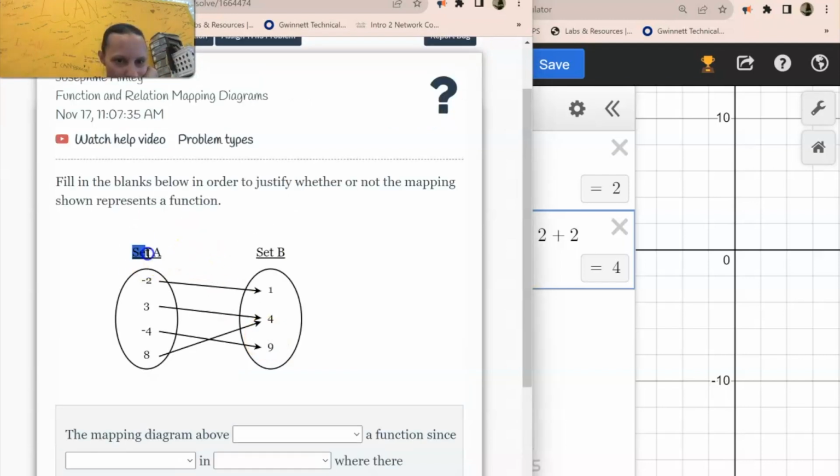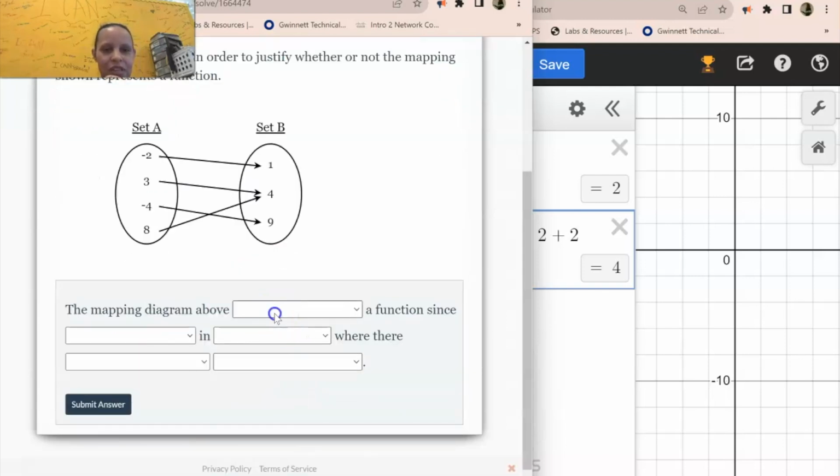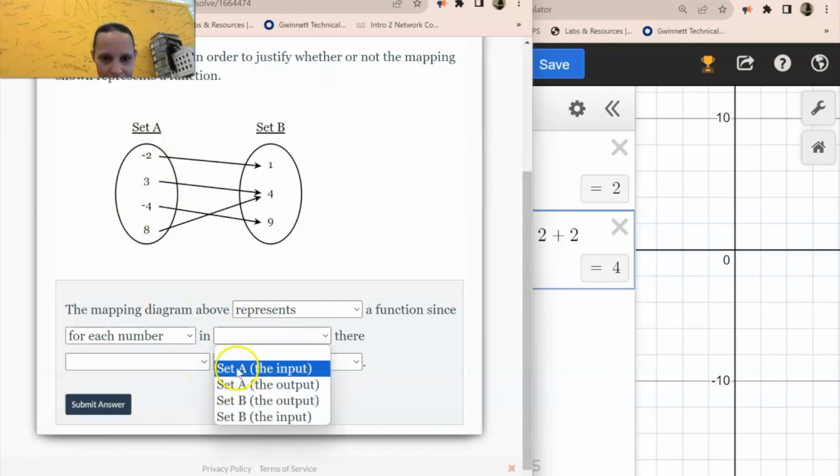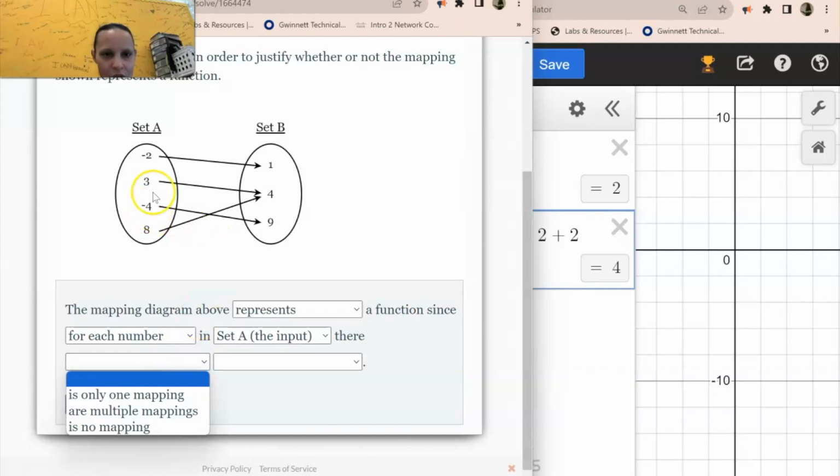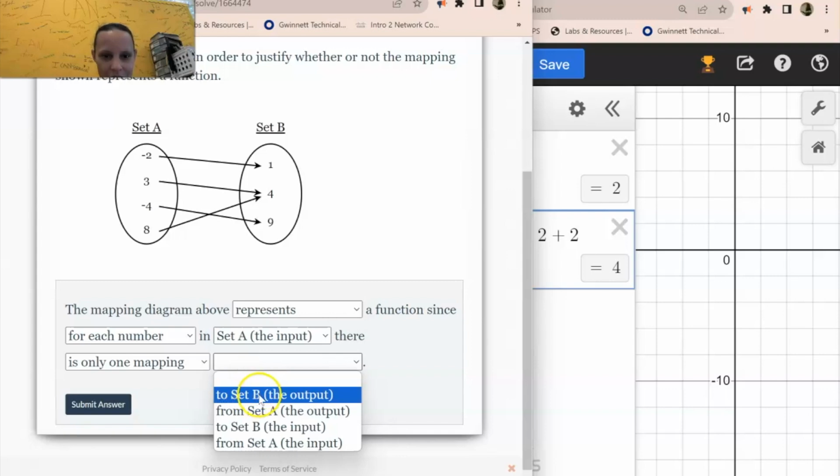All right, so let's look at another one. Here are my girls. All right, -2 girl, 1 boyfriend. Good job. 3, 1 boyfriend. Good job. -4, 1 boyfriend. Good job. 8, 1 boyfriend. Good job. Look at this boy right here. He got 2 girls. He's dating 2 girls. Is that allowed? Unfortunately, it is. Don't agree with it, but this is the math. That is allowed. Therefore, this is a function, since for every girl in my girl set, set A, the input, there is one boyfriend in set B, the output.